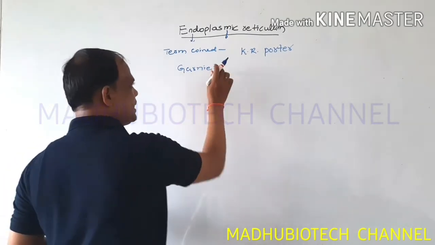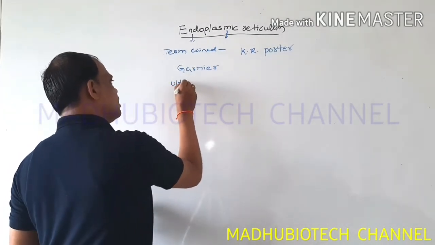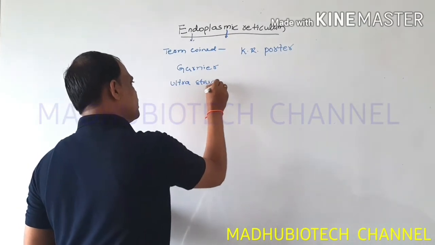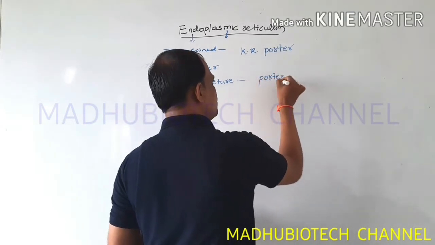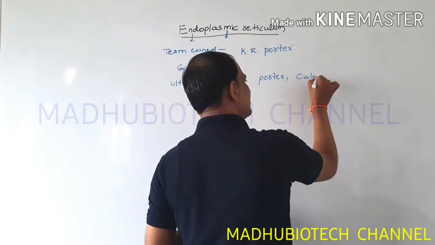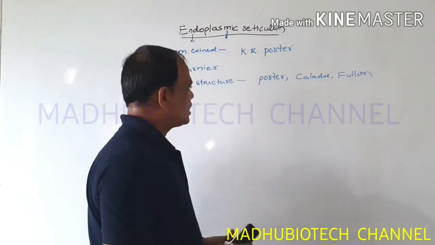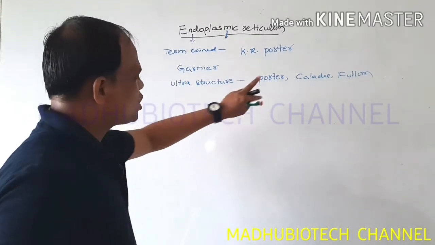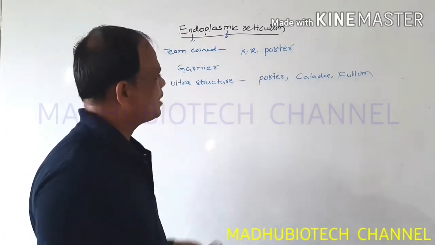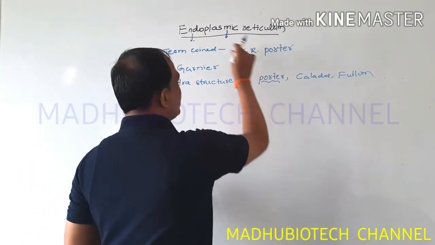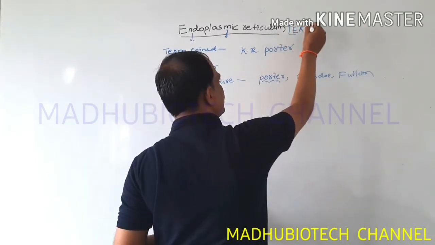The first observer was Garnier, and the ultrastructure was described by Porter, Claude and Fullam. These three scientists gave the ultrastructure. Finally, the term endoplasmic reticulum was given by Porter, and the abbreviation is ER, endoplasmic reticulum.